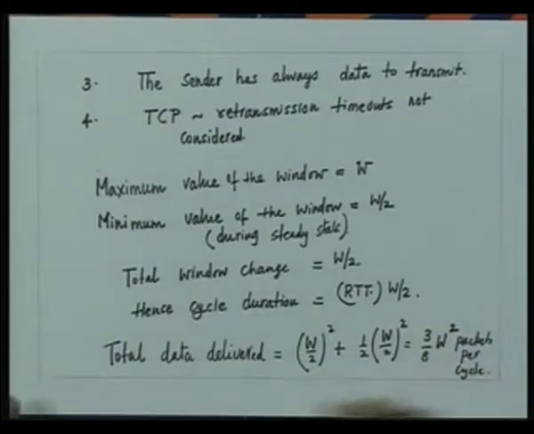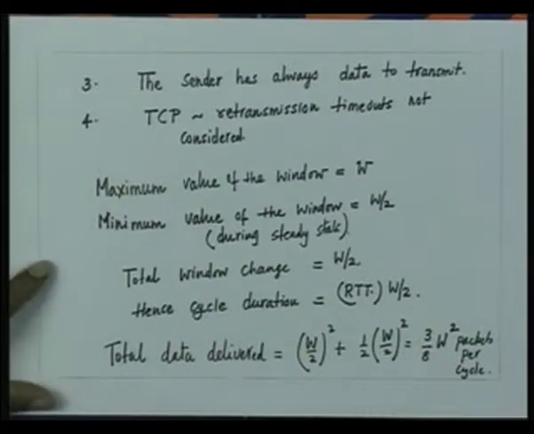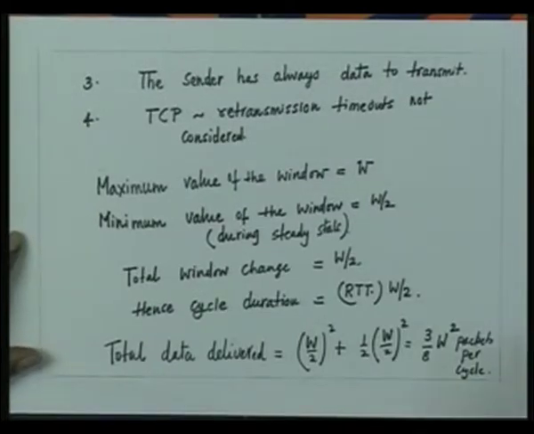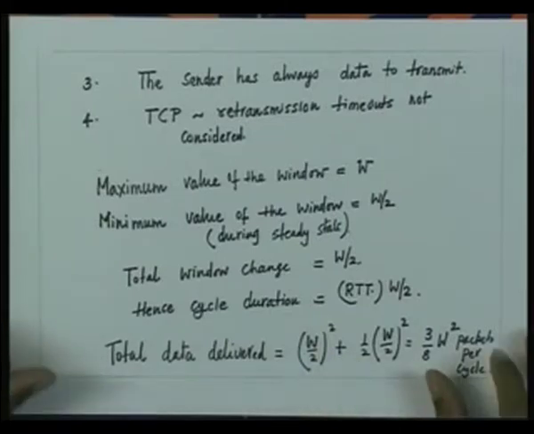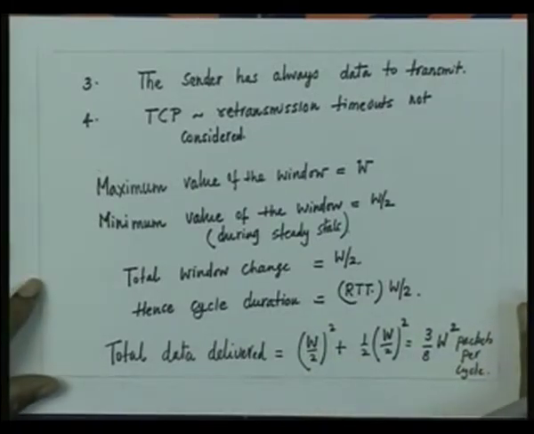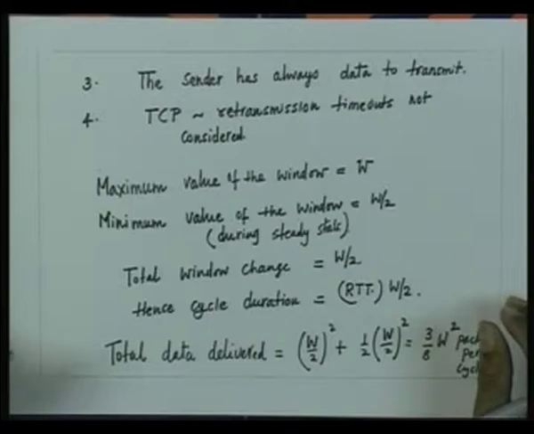So this much is the total data that has been transmitted by the source during a particular cycle. Now the total packets which are delivered, note that the packets are lost with a random probability of p. Therefore the link delivers 1 by p consecutive packets.